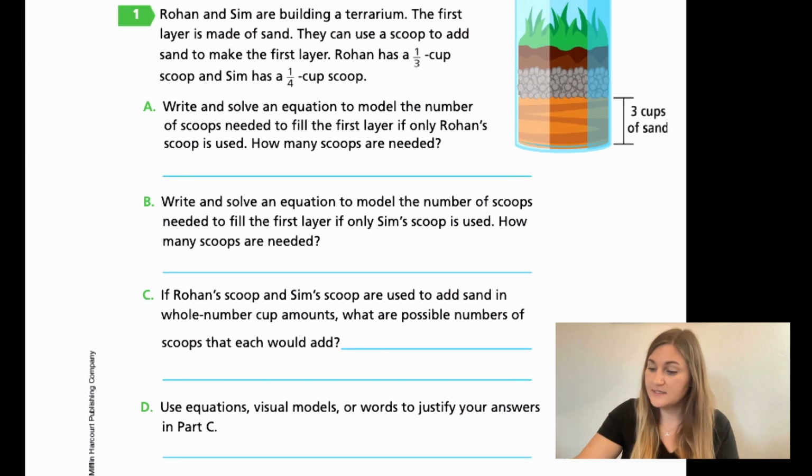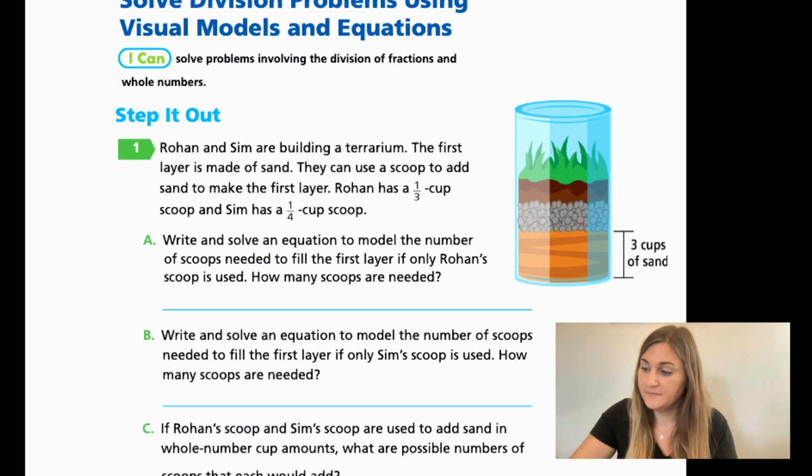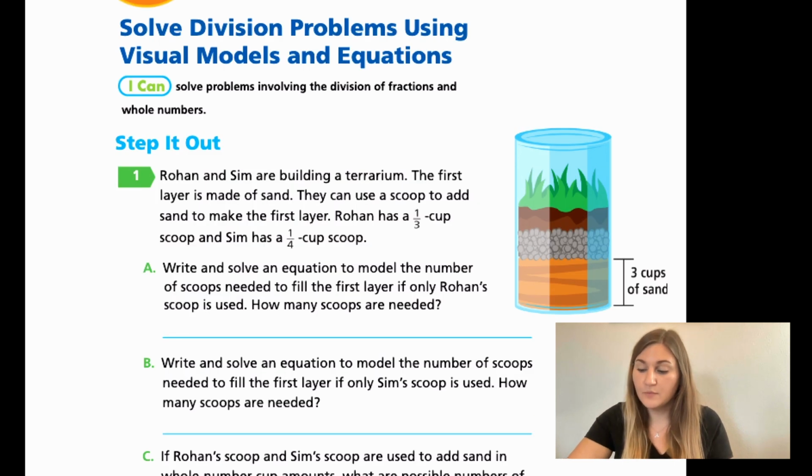All right, so moving into Lesson 6 on page 287, we have a step it out word problem that says Rowan and Sim are building a terrarium. The first layer is made of sand. They can use a scoop to add sand to make the first layer. So Rowan has a 1/3 cup scoop and Sim has a 1/4 cup scoop. So for A, write and solve an equation to model the number of scoops needed to fill the first layer if only Rowan's scoop is used. How many scoops are needed?